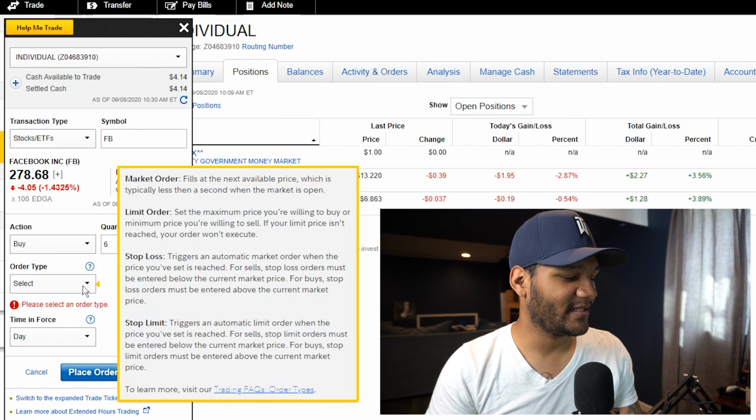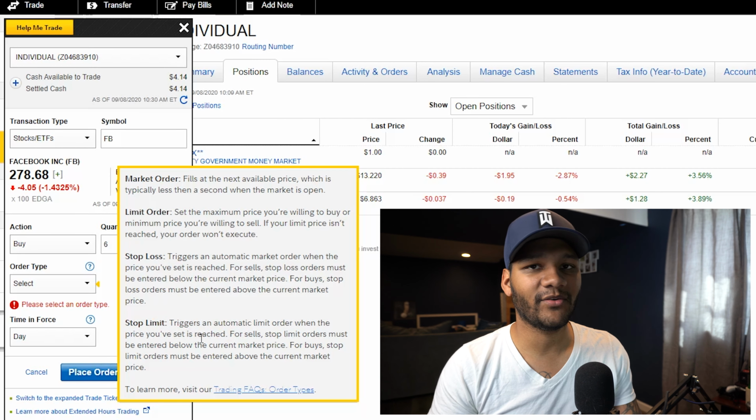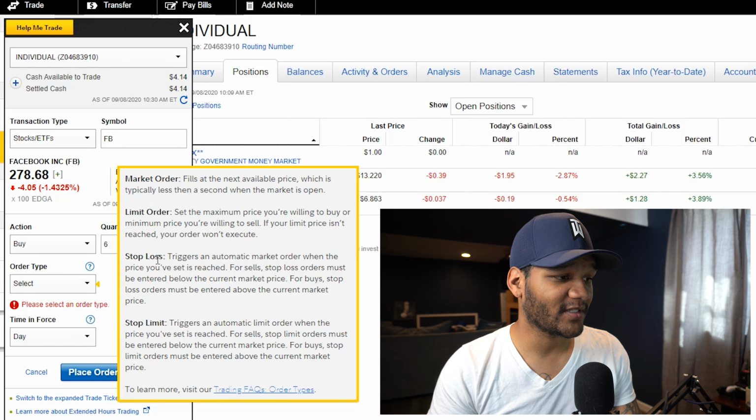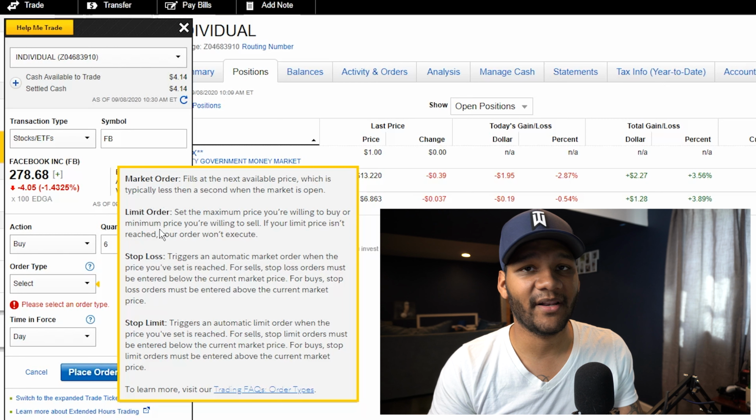Then once I hit that, it's going to tell me, hey, what's your order type? Well, you have market order, limit order, stop loss, stop limit. Now, I haven't used stop limit too much. I always use a stop loss. I use market orders. I use limit orders depending on when I want to get in.